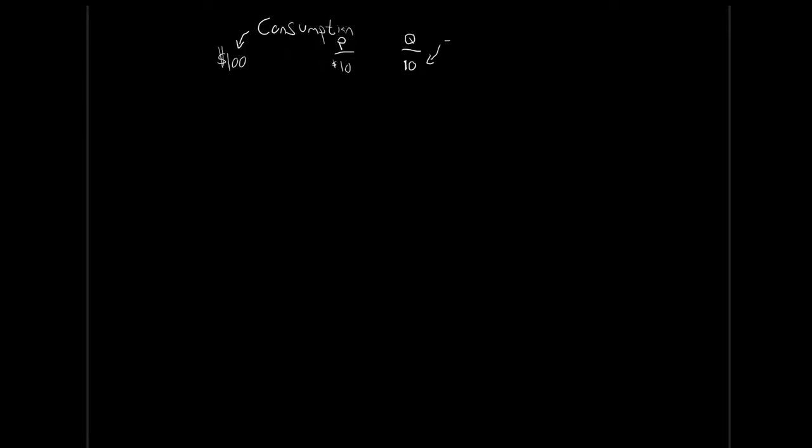That there, that's my real consumption. My real consumption is 10 things. That's how much I can get for $100. But measuring it in terms of real, we're really trying to get at the actual output. We still have to do the value side of things, but we're getting at that.